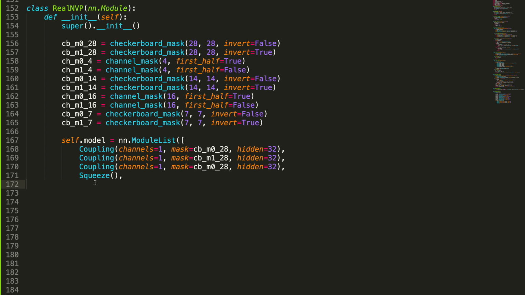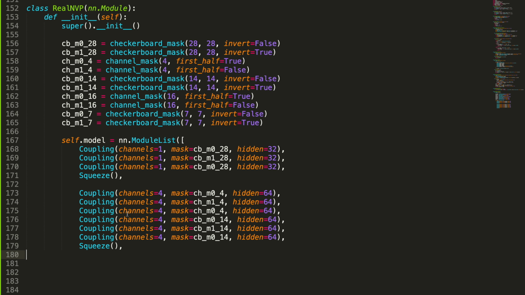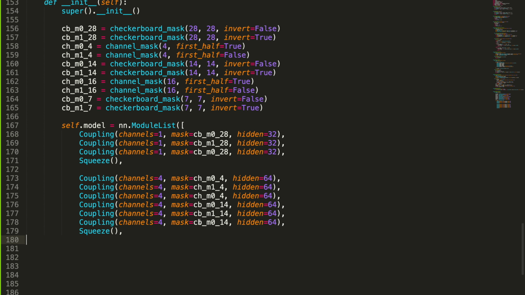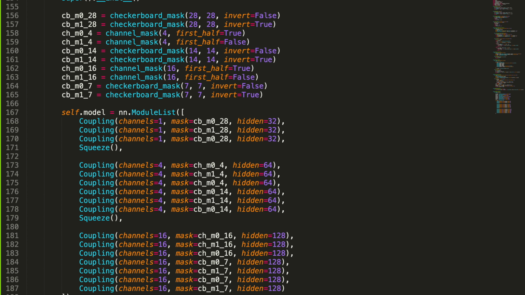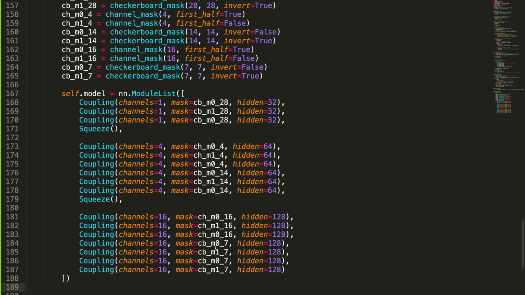Then they do squeezing. So basically that will reduce the spatial dimension. So from 28 by 28 pixels, it will go to 14 by 14 pixels. But therefore the number of channels will be multiplied by 4. Okay, so after the squeezing operation, I have 3 coupling layers with channel masking, and then 3 coupling layers with checkerboard masking. That's what they say in the paper. It's always 3 checkerboard masking, and then 3 channel masking, and then 3 checkerboard masking, unless at the end of the neural network it's 3 channel masking and 4 checkerboard masking. That's what we did here.